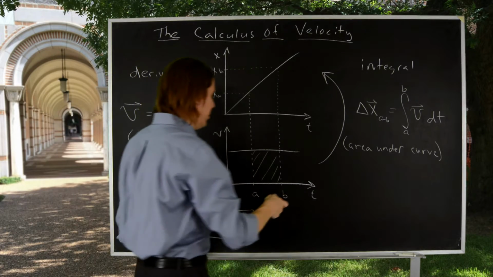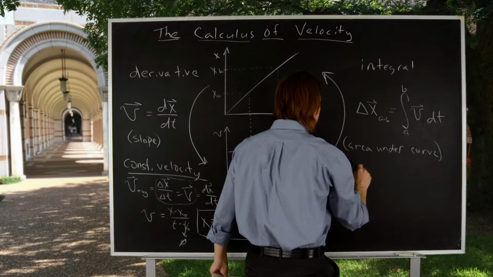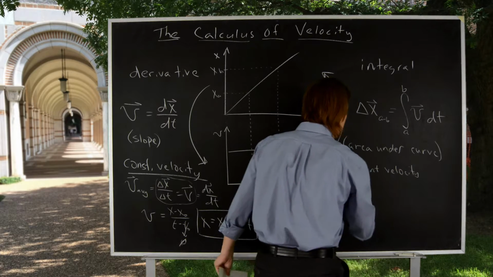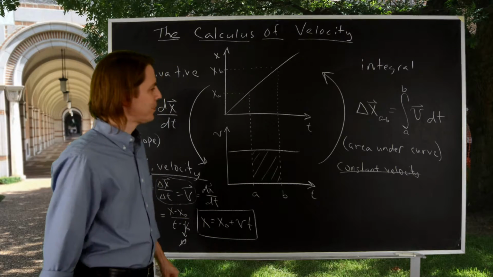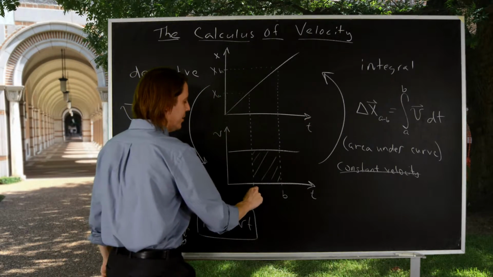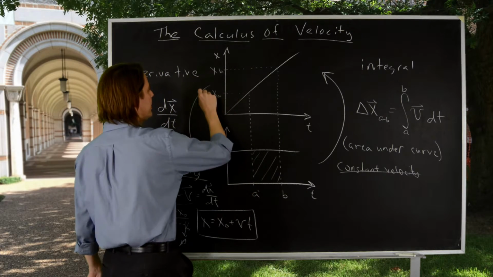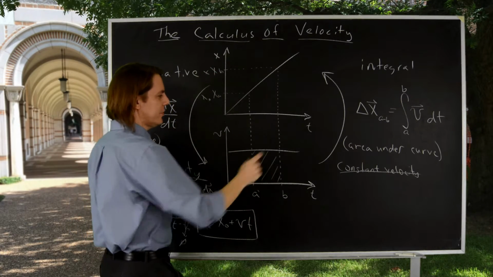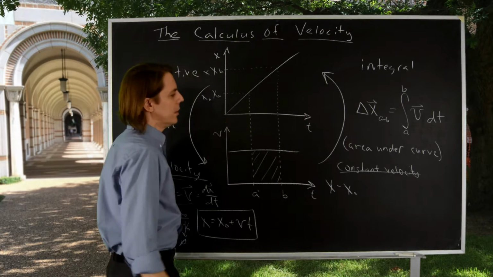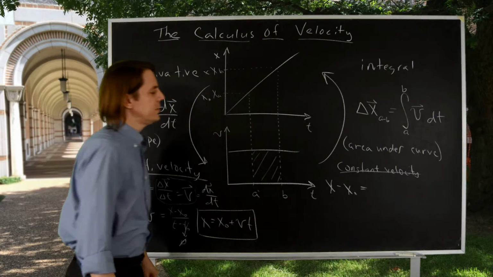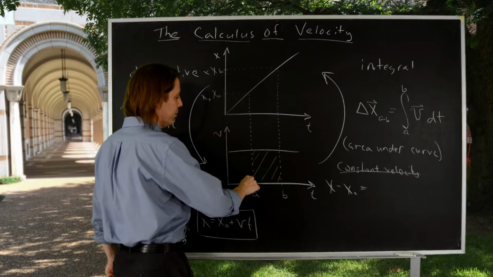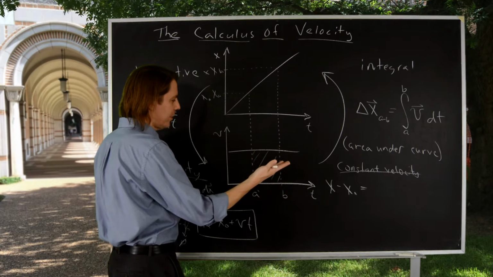Let's look over here. What if we have constant velocity with the integral? That is saying delta x from a to b. Well, that would be going from x naught to some position x, so that would be x minus x naught equals, and then we can just go with the geometrical interpretation of the integral. It's the area under this curve. Well, the area of a rectangle is length times width.